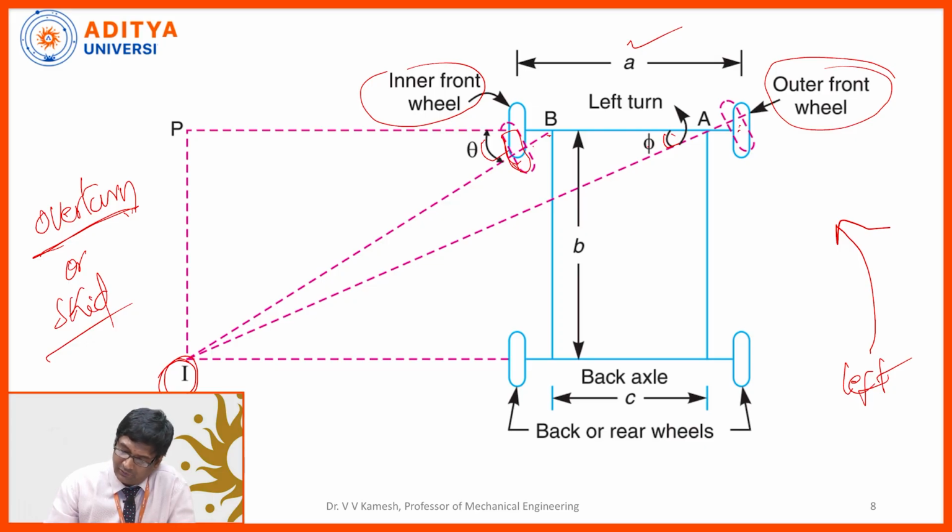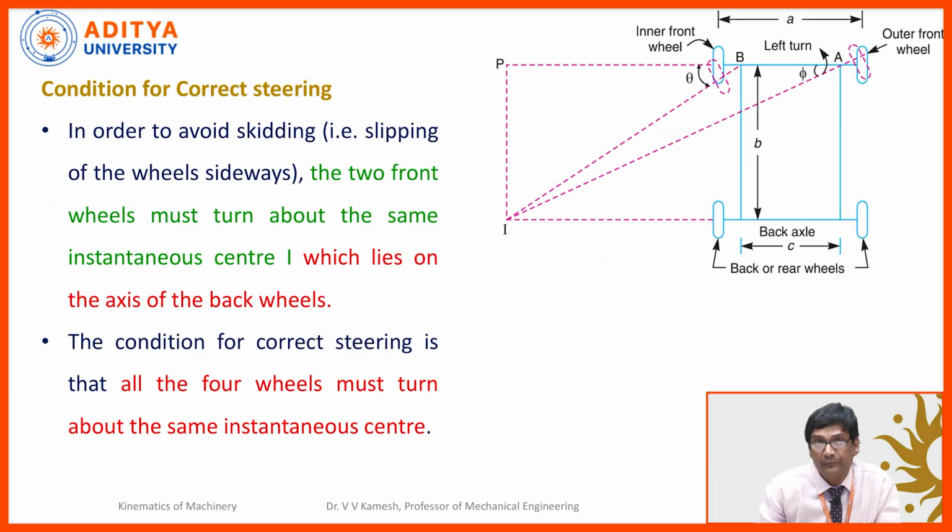Coming to the dimensions, the distance between the wheels is A, the distance between the front wheel axle and the rear wheel axle or back axle is small b. The tie rod distance, the axle distance, is small c. So one angle is theta and one angle is phi.